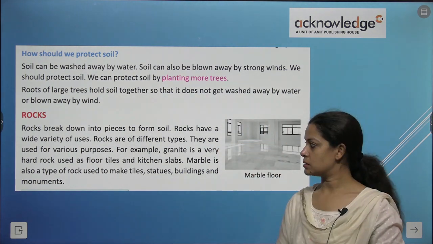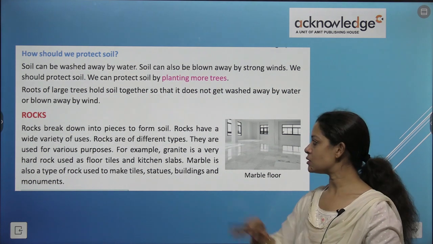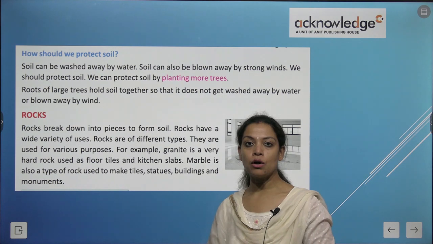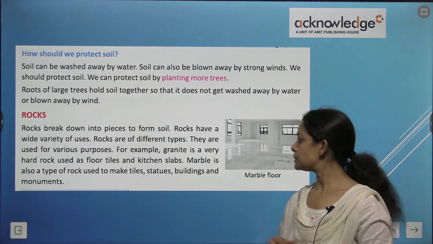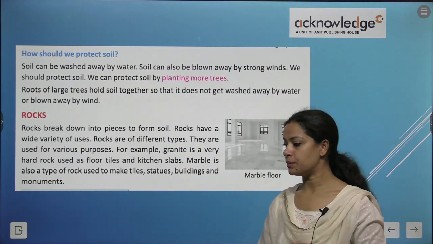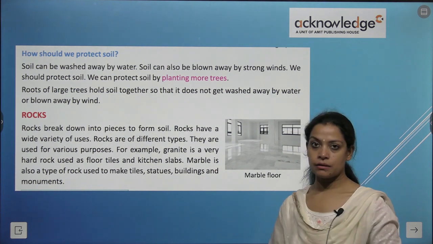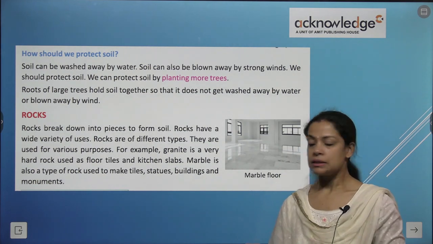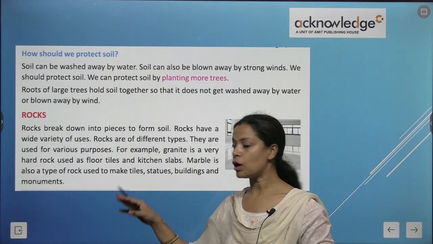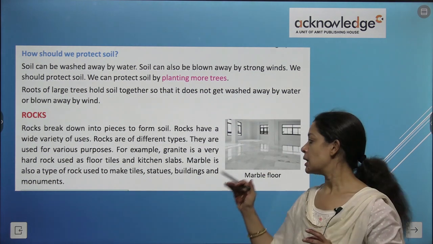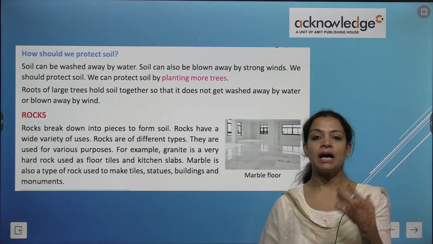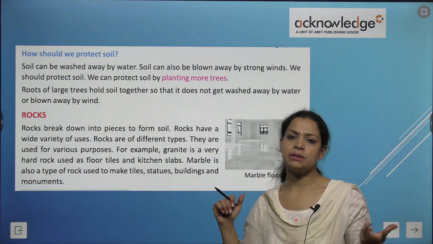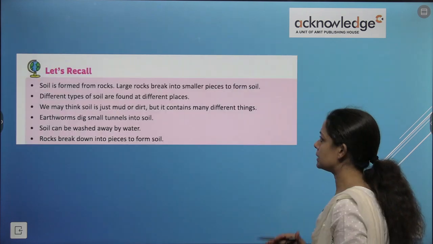Now coming to rocks. Rocks break down into pieces to form soil. Correct? ये हमने सबसे शुरू में पढ़ा. Now rocks have a wide variety of uses. Rocks are of different types. They are used for various purposes. For example, granite. Granite एक ऐसा rock है which is used in making floor tiles, kitchen slabs. ठीक है? Now marble is another type of rock which is used to make tiles, statues, then buildings and monuments. So we have granite, we have marbles which are used like this in building houses, temples, building and kitchens, anything.